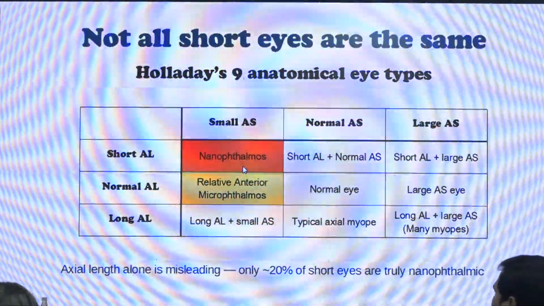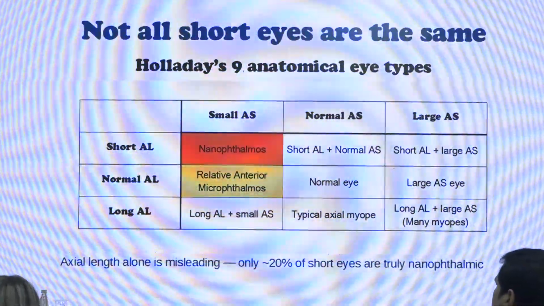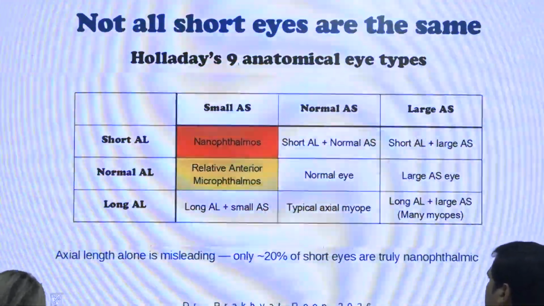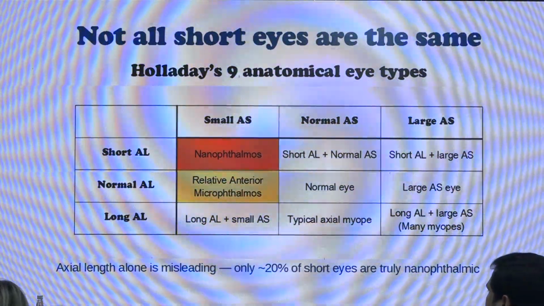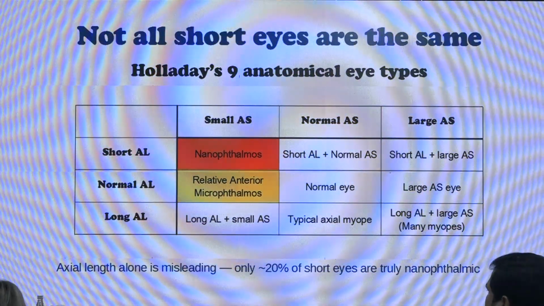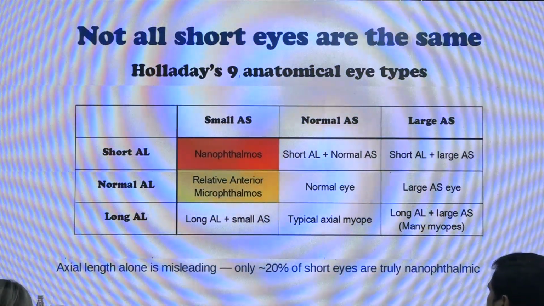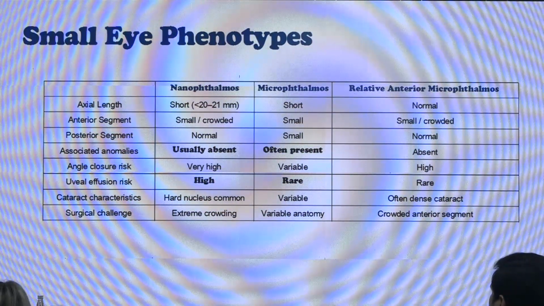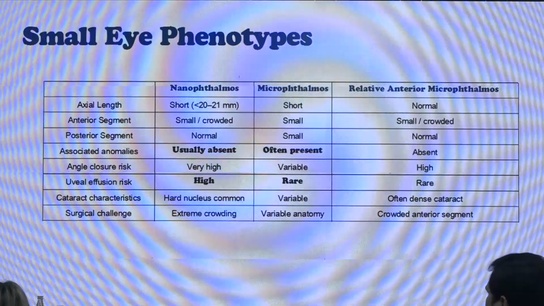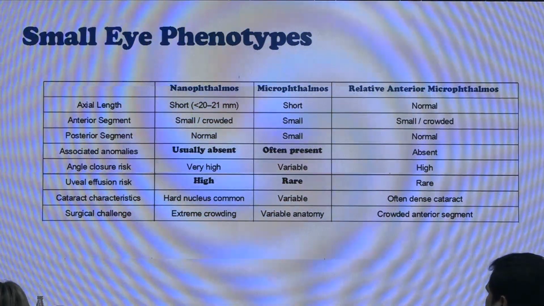For our interest, we are going to talk about the relative anterior microphthalmos, which means that there is a normal axial length, but the anterior segment is small, and since the anterior segment is the place where we are going to do the phaco, that is of concern to us as well. Apart from nanophthalmos, which is obviously a short anterior segment along with a small axial length. In the phenotypes of small eyes, we must make the distinction between nanophthalmos, microphthalmos, and relative anterior microphthalmos. In relative anterior microphthalmos, there is only a crowded anterior segment, and everything else is normal, including the biometry and the IOL power that you're going to put.